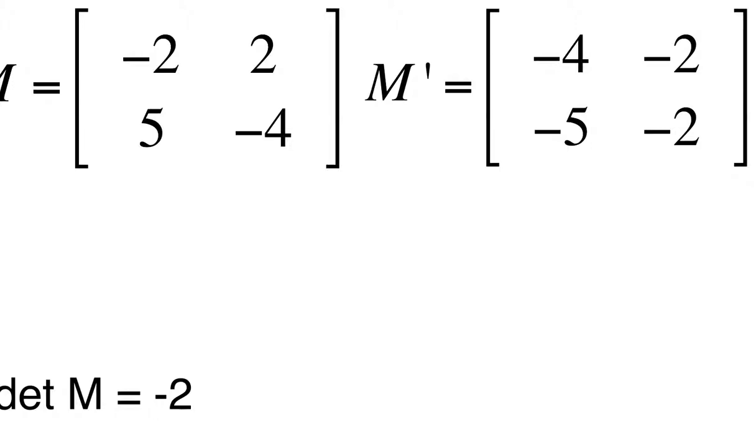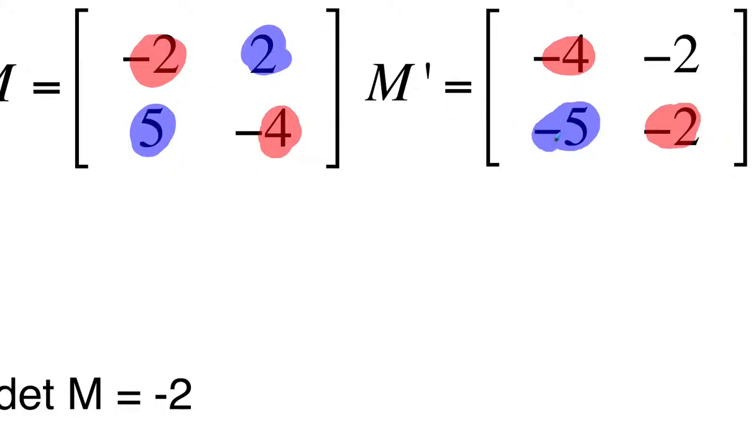Okay, so I switched the red ones, and then on the blue ones, I did the additive inverse. I changed the sign. So switch these two, change the sign on those. And so then you have this other matrix that's almost the inverse.